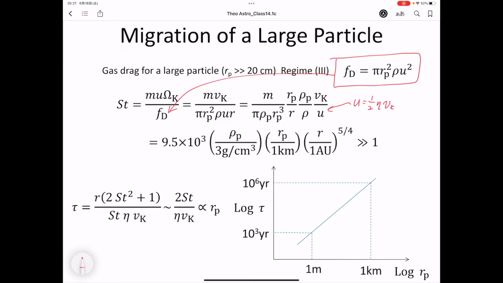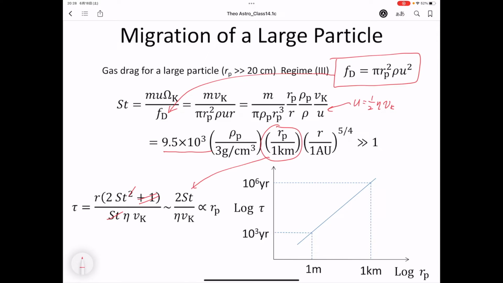Then, as we expected, St becomes larger than 1, about 10,000. So this is much larger than 1, because a large particle takes a longer time to follow the motion of the gas, because the gas drag is too weak to change the orbit of a large particle. Then the migration timescale: St is much larger than 1, so you can ignore the second term. 1 over St is cancelled. So 2St over η v_K. St is proportional to r_p, so the migration timescale is proportional to r_p.